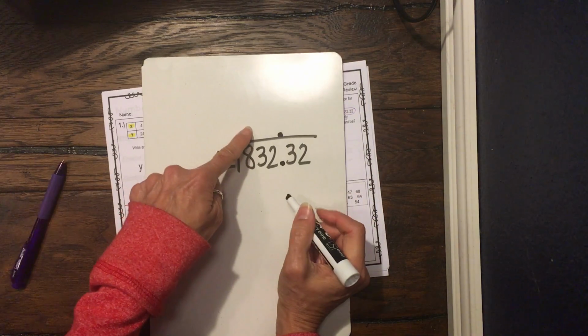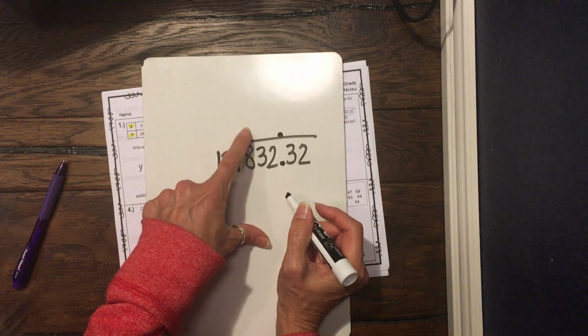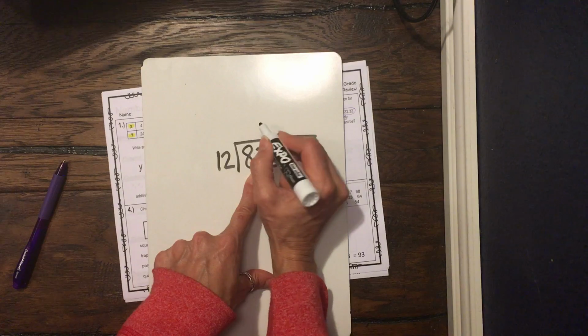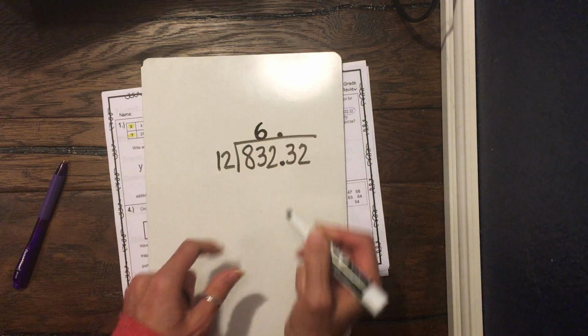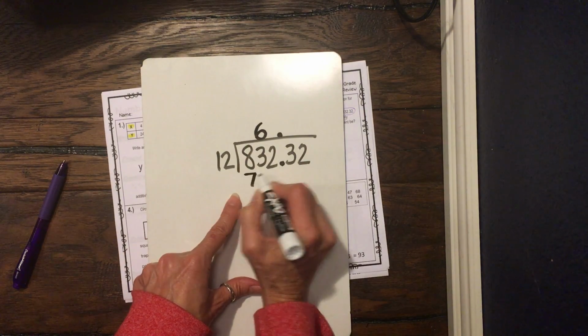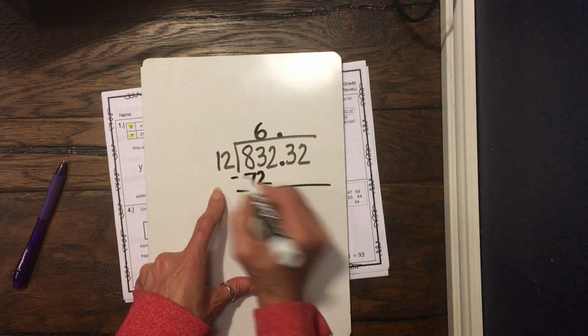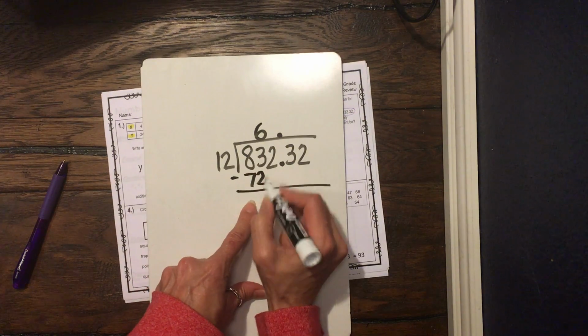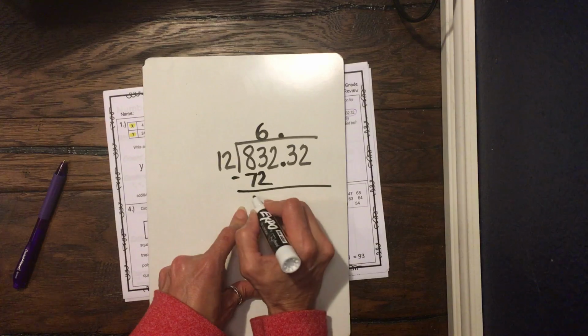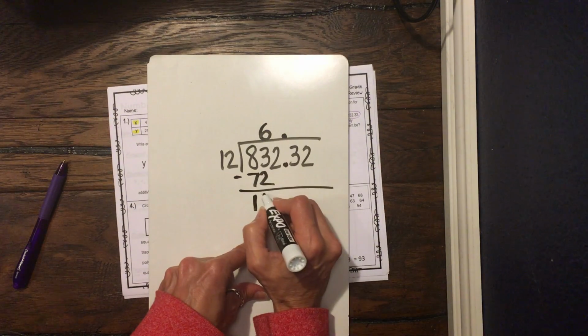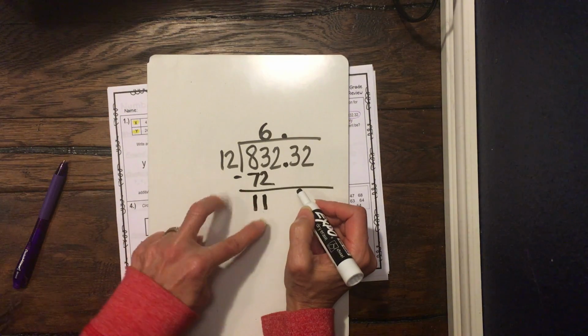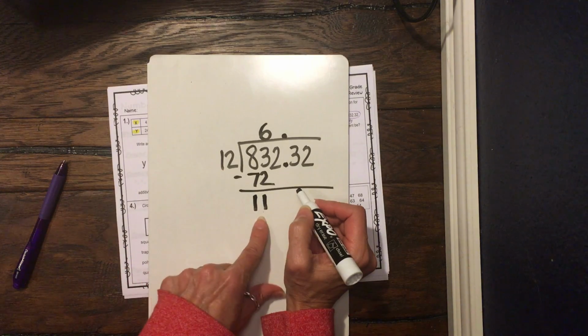Well, that 6 isn't going to go here because 12 doesn't go into 8 6 times. 12 goes into 83 6 times. Okay, and that was 72. So we write our 72. We subtract. 8 minus 7 is 1. Does our friend need help? No. So we write our 1. 3 minus 2 is 1. We check, make sure this is less than our dividend, which it is, barely.